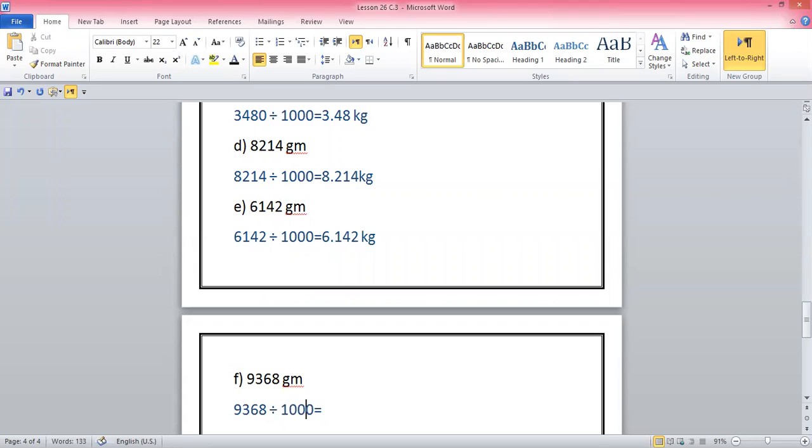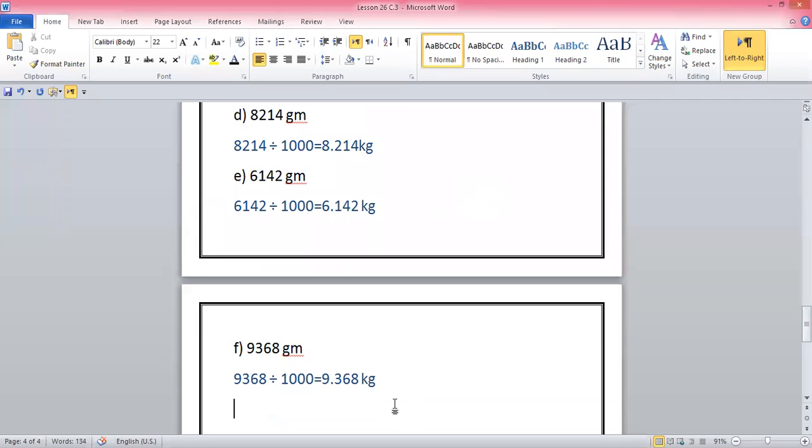Guys, here I'm going to tell you, when you divide this by 1000, the point is after the 8, it will move to the left side 3 times. 1 time, 2 times, and this is 3 times. So 9.368 kilogram. It will be 9.368 kilogram. Clear, guys?